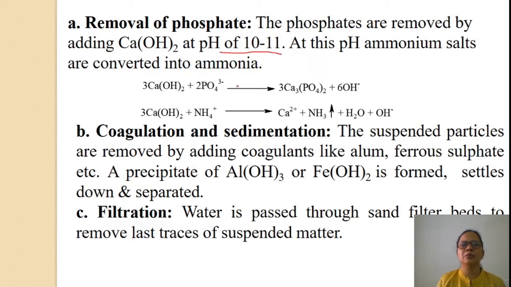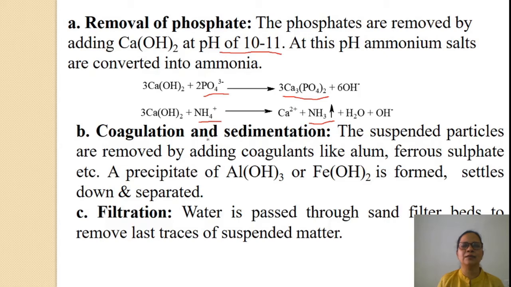At this pH, ammonium salts are converted into ammonia. The reactions involved are: calcium hydroxide added reacts with phosphate and forms calcium phosphate. It is a precipitate which is formed and OH- is produced. Further, calcium hydroxide reacts with ammonium salts and the ammonium salts are converted into ammonia. Ammonia is a gas, it escapes.